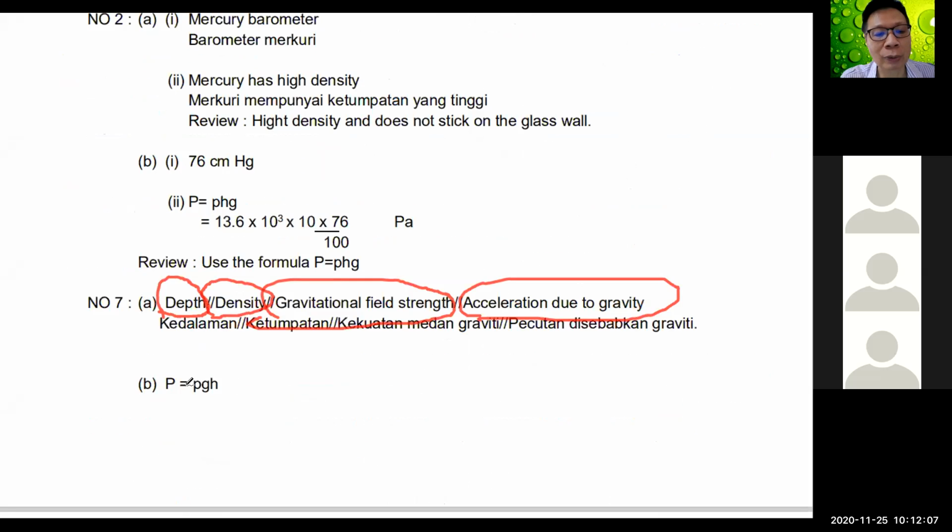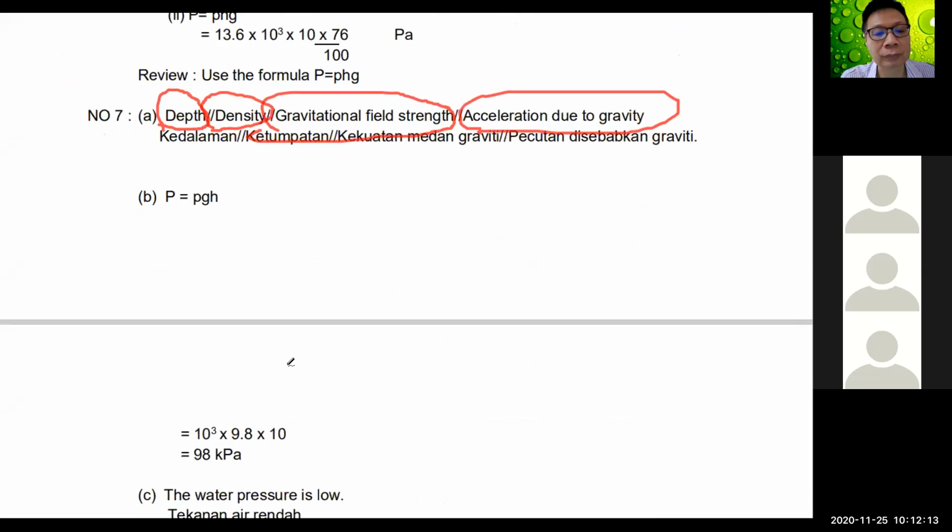So the pressure is rho G H: density, gravity, and the H. Density is 1000. Gravity 9.8. H is 10. I think the height is 10. In the diagram, the height of the house is 10 meters. So you just take this value, rho G H. Gravity, you can also take as 10. Okay, 9.8 or 10. So you get the answer 98 kilopascal.